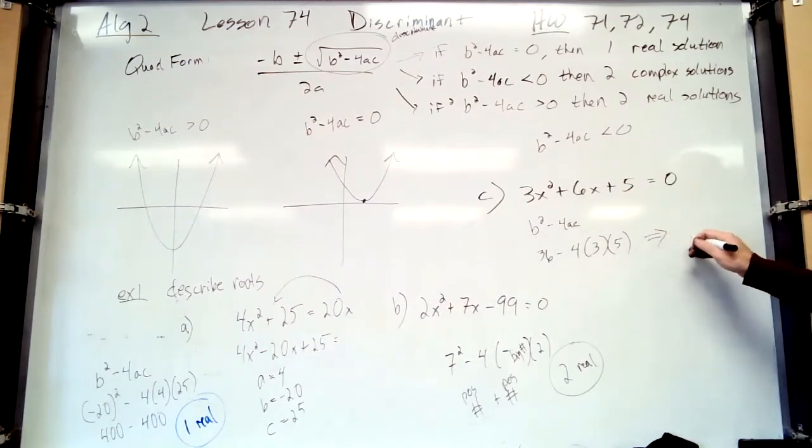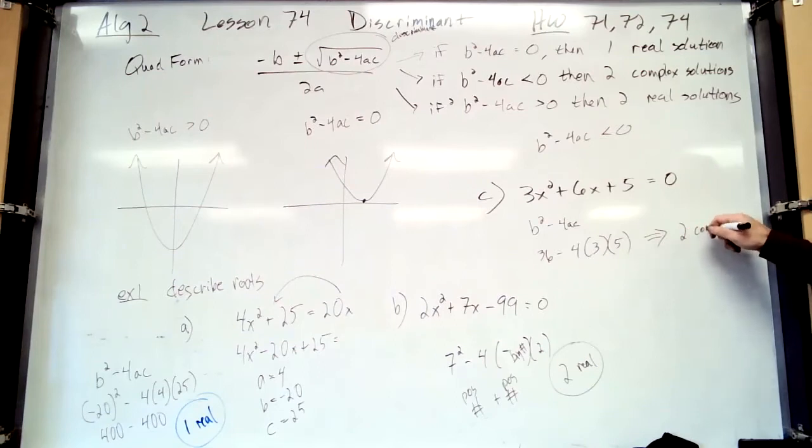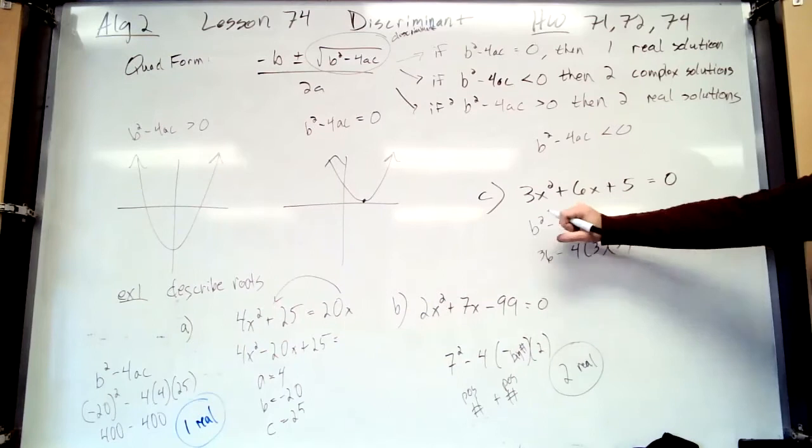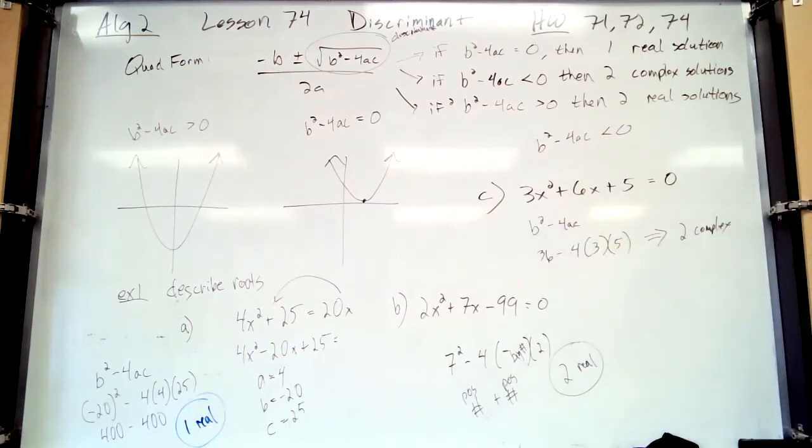So, 2 complex. Okay, so if you end up with a negative number, after you pop it into b squared minus 4ac, it's 2 complex numbers. If you end up with a positive number, it's 2 real. If you end up with 0, then it's 1 real solution. Okay?